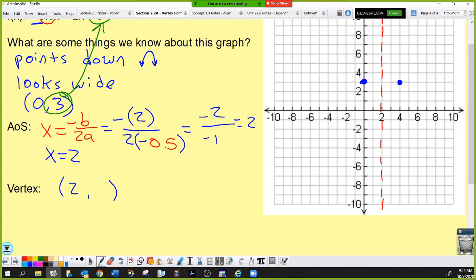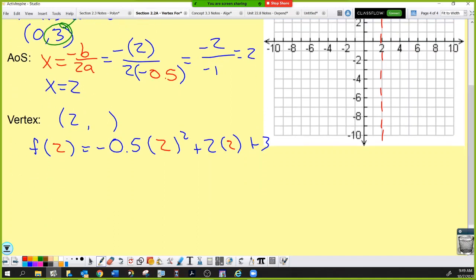We just have to plug the x value in. Every time you plug something in, I strongly suggest you use a set of parentheses so you don't mess up your signs. There was an x here. There was an x here. So everywhere there was an x, I'm dropping a 2. 2, 2, 2. And one of the very first things we did this year was practice PEMDAS. There was a reason why.